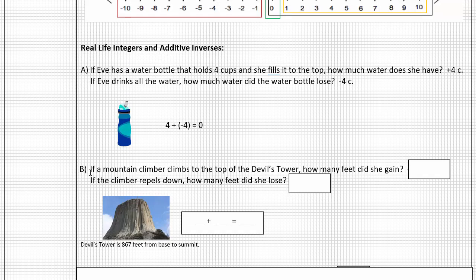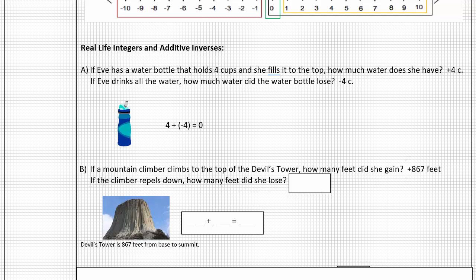Alright, let's look at our second example. If a mountain climber climbs to the top of Devil's Tower, how many feet did she gain? So there's a little note down here about Devil's Tower. From its base to its summit, it's 867 feet. So anybody who climbs from the base to the summit, going straight up, is going to gain a positive 867 feet.